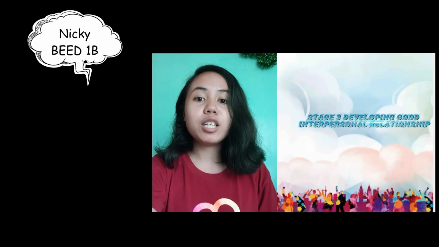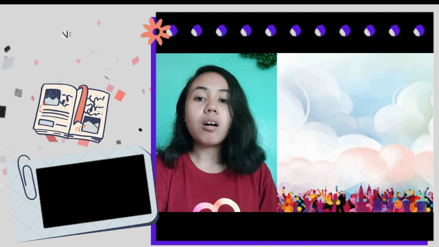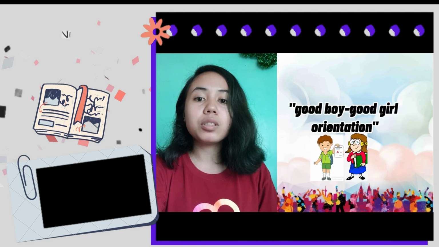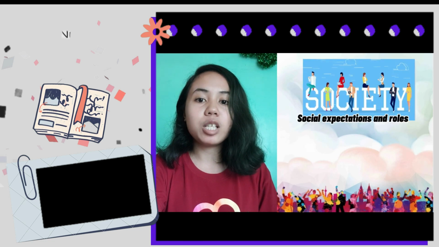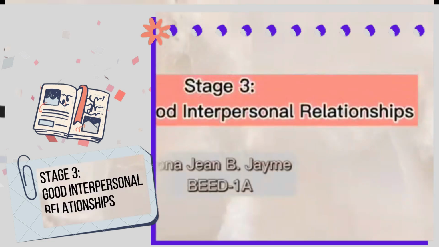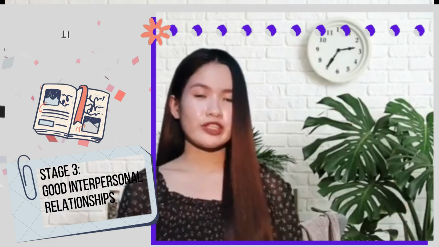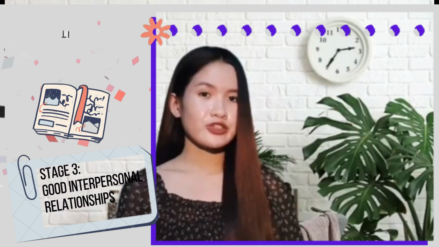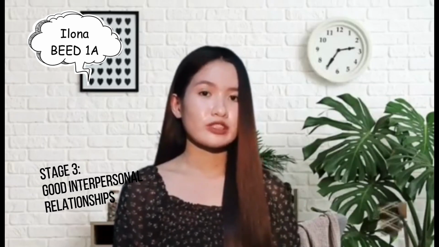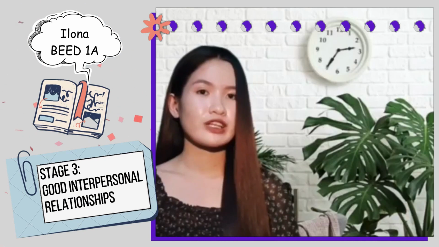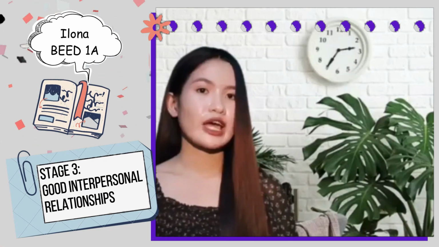Stage 3. Developing good interpersonal relationships, often referred to as the good boy, good girl orientation. It focuses on living up to social expectations and roles. Teenagers are usually around this stage of morality. They gain the belief that people should behave in good or decent ways, living up to their potential and the expectations of their community and families. Their motives should be good and they should gain interpersonal feelings like love, concern, empathy, and trust for others.